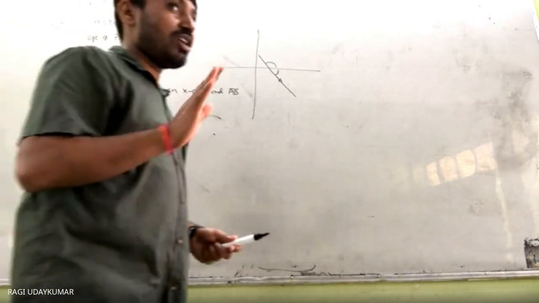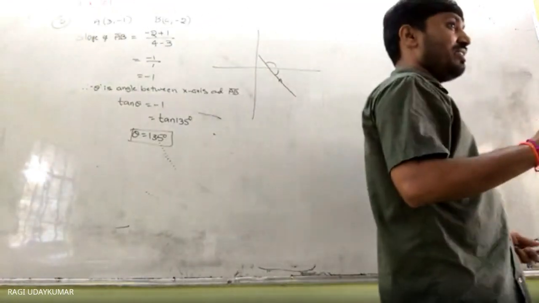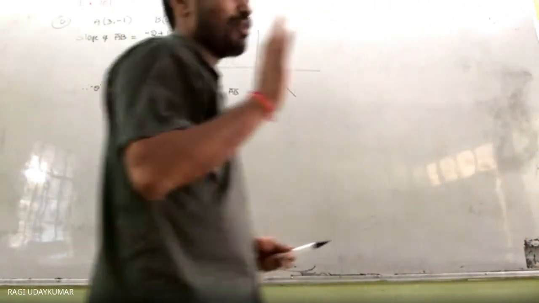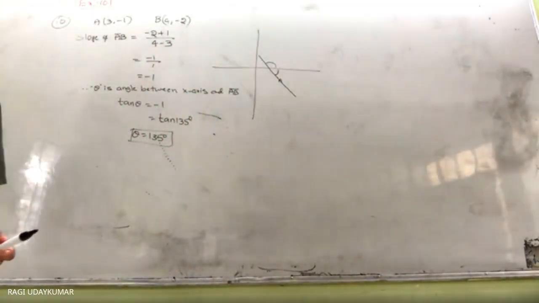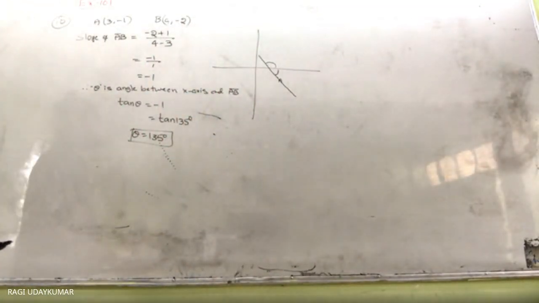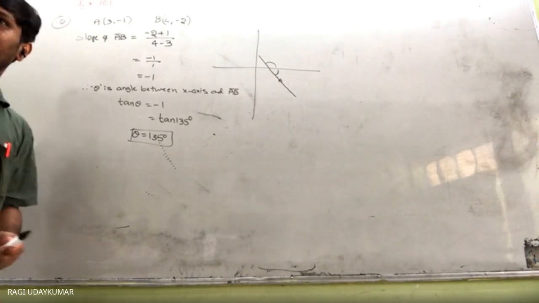Here the question is not asking you to find that. What is the question asking? It is asking you for the angle between the two lines. It is not asking you to find the angle whether it is in a positive direction or negative direction. Okay.